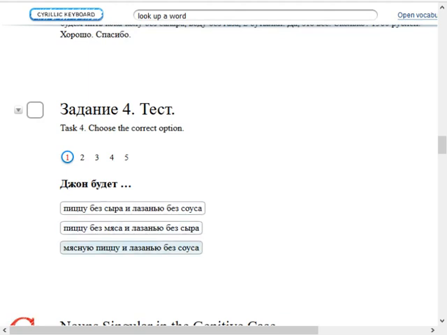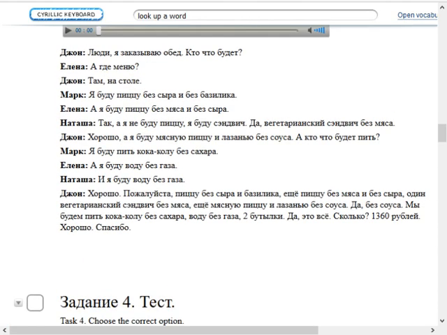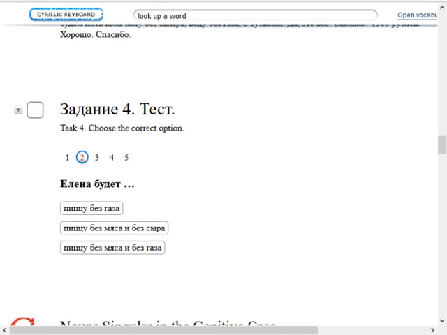Yes, the third option is correct. These first two options, pizza without cheese and lasagna without sauce, or pizza without meat and lasagna without cheese, are obviously not correct. So last option. Елена wants pizza без мяса и без сыра. Pizza without meat and without cheese. So that is the second option here.